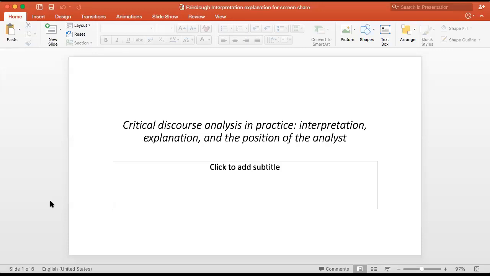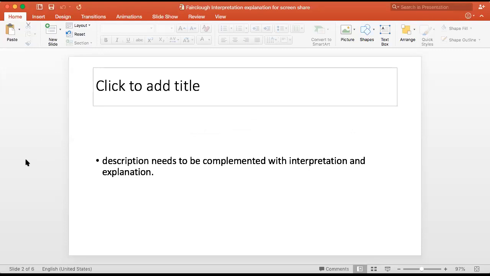So we are doing critical discourse analysis. We are going to do interpretation and explanation, and the position of the analyst. We have already talked about the subject position of the analyst, and people working on their presentation will have a better idea of this. Anyway, our focus today is interpretation and explanation. Description needs to be complemented with interpretation and explanation. This is the answer to the earlier question also. You will never get, from a sane teacher, a question like describing a discourse. From a crazy teacher, you may get one question like that.